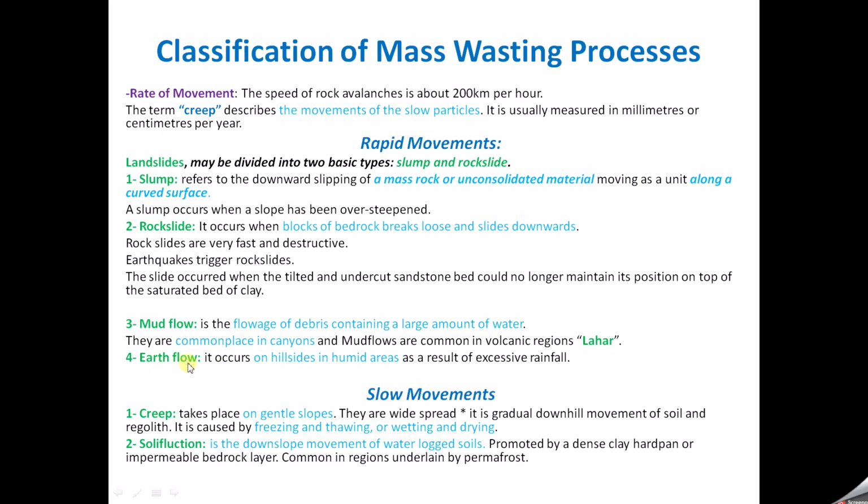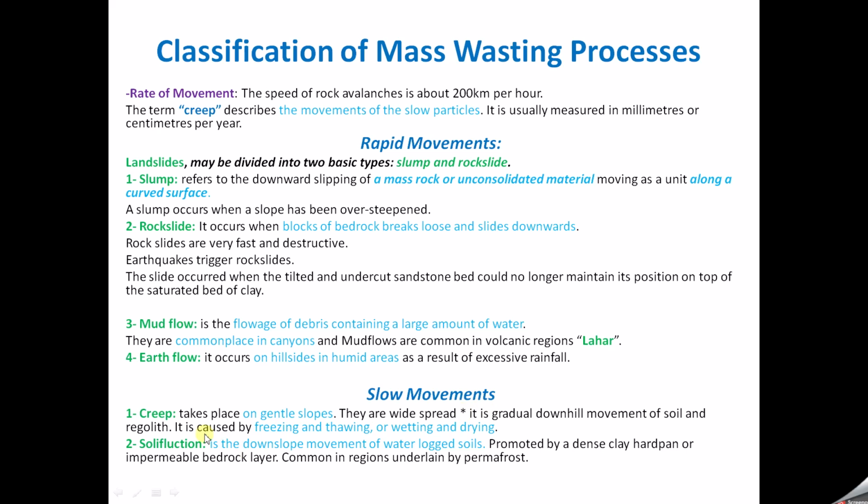Earth flow occurs on hillsides in humid areas as a result of excessive rainfall. So mud flow is confined within the canyon or valley, while earth flow is along the hillsides, not inside the valley itself, but on the hillsides of the valley.